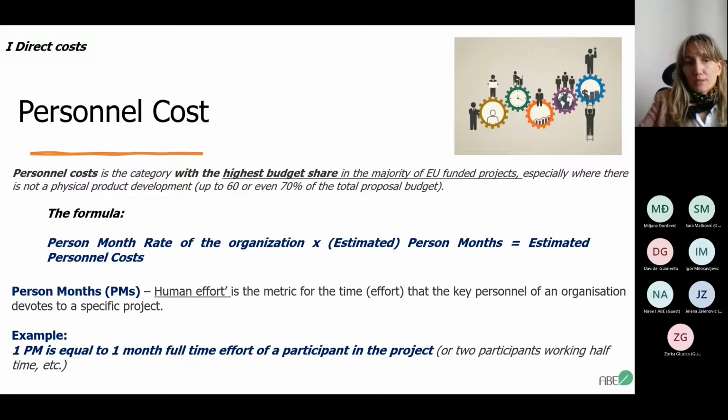The formula for the calculation of this, let's say, estimated personnel costs is actually the person month rate of the organization times estimated person months. So let's go more deeply into the definition of it. First of all, person months represent the human effort, the metric for the time that the key personnel of an organization devotes to a specific project. To be more descriptive, for example, 1 person month is equal to 1 month of full-time effort of a participant in the project, or, for example, 2 participants working half-time.